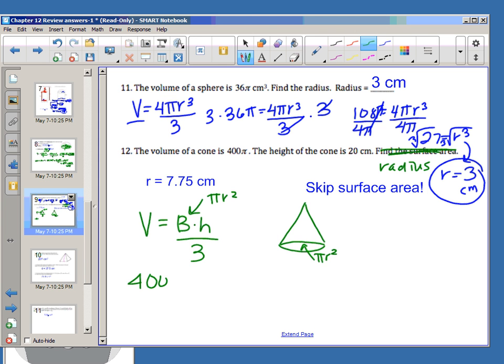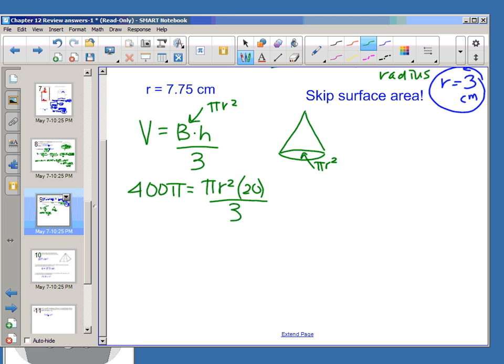So I'm going to start plugging in. I know the volume is 400 pi. I know the base is pi r squared. It tells me the height is 20. And then don't forget it's a cone, so I have to divide it by 3. Start solving by multiplying by 3, that's 1,200 pi. Divide by 20.